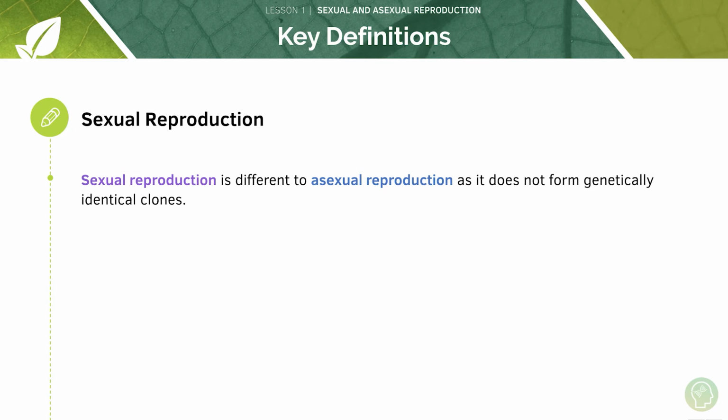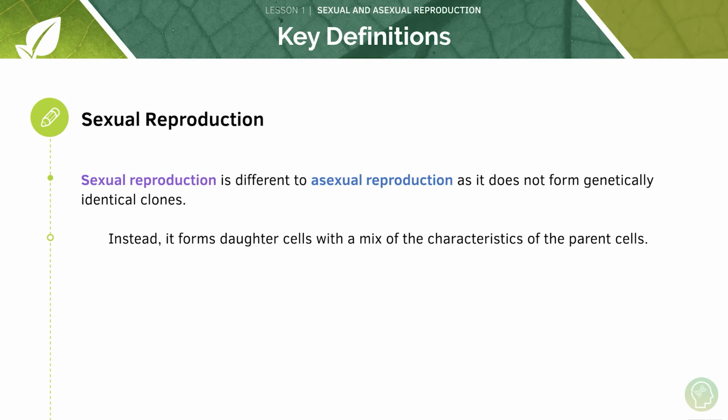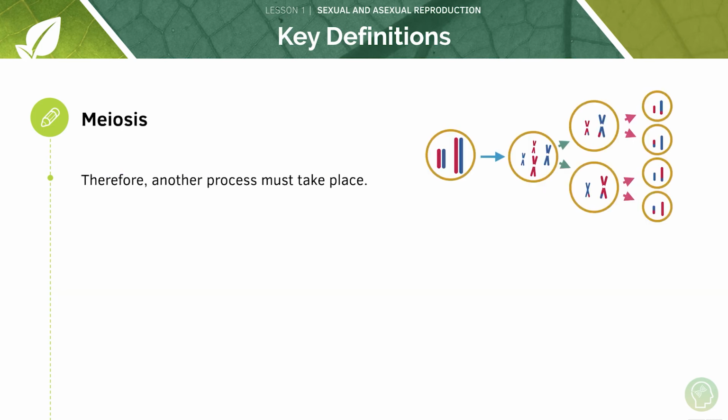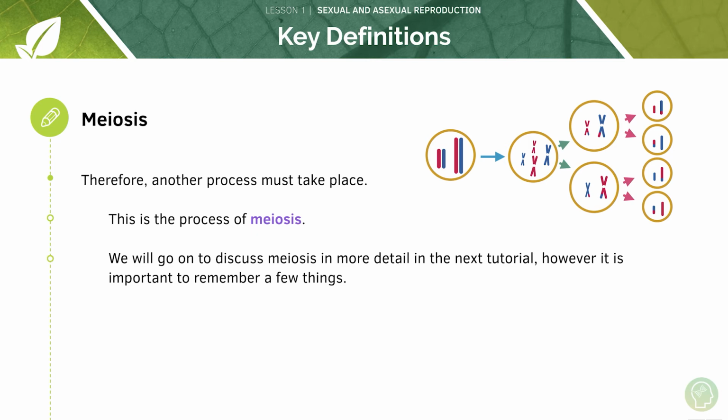Now, sexual reproduction is different to asexual reproduction as it doesn't form genetically identical clones. So instead, it forms daughter cells with a mix of the characteristics of the parent cells. Because there's more than one parent cell, remember, therefore there's mixing of genetic information. Whereas in mitosis we're using a single parent cell, therefore there is no mixing of genetic information. So this is where meiosis comes in.